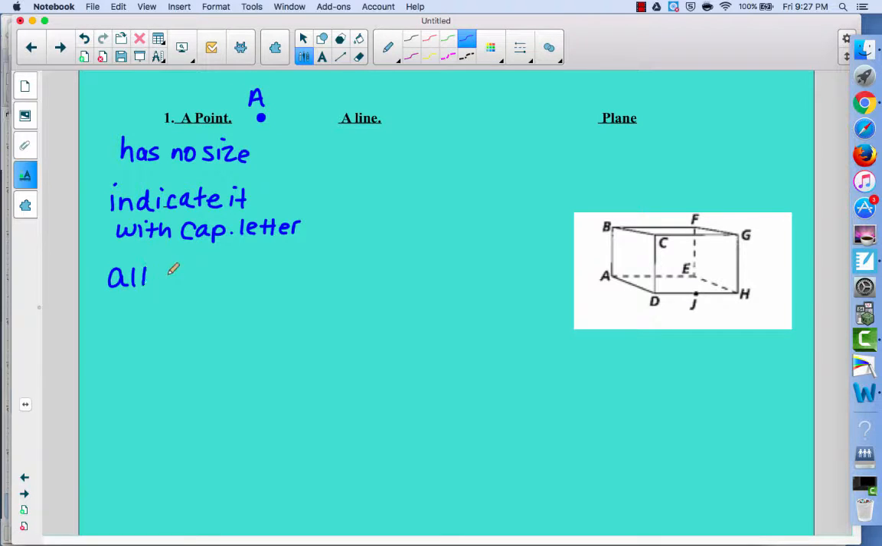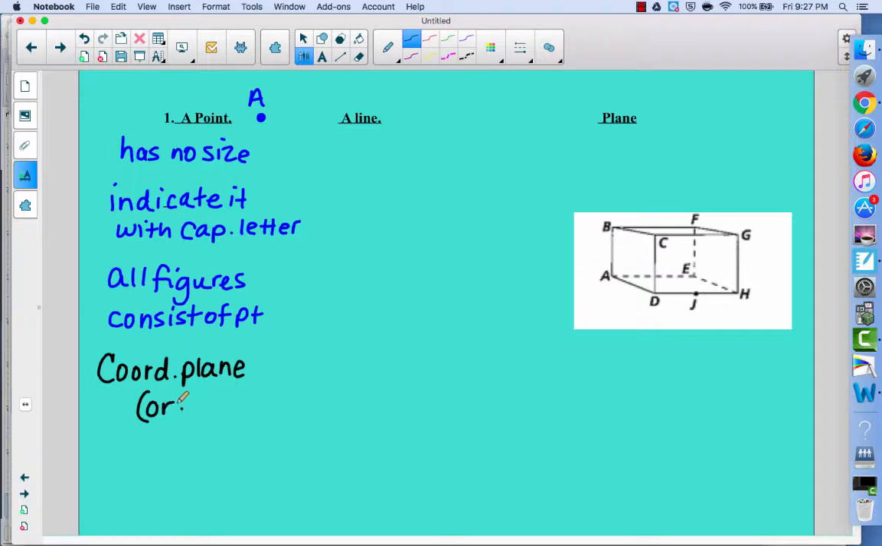All figures consist of points. So you can see the figure to the right consists of a lot of points. And actually, you've learned about points specifically in algebra on the coordinate plane. On the coordinate plane, a point actually is an ordered pair. And we are going to be talking about ordered pairs this year. And remember, an ordered pair has an x-coordinate and a y-coordinate on that plane.